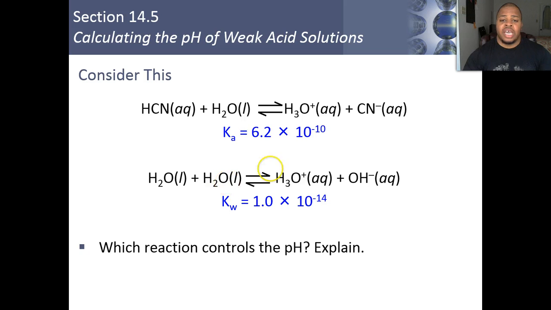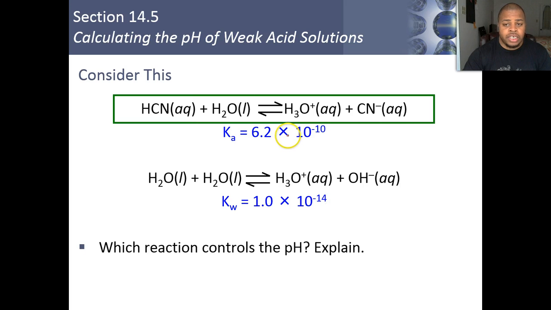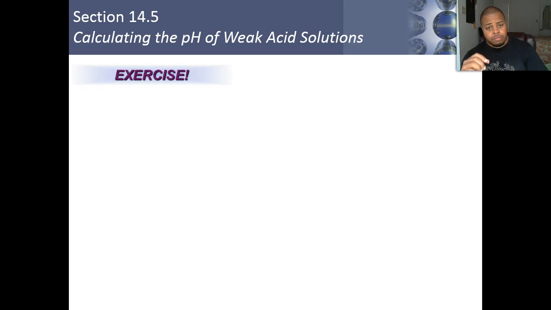Let's consider the Ka values. Ka for this is 6.2 times 10 to the negative 10, versus the Kw value for water, which is 1 times 10 to the negative 14. Taking a look at this, we know that this value is higher, so it's most likely going to be the one that actually controls this reaction and controls the pH. It's going to determine how much of our hydrogen is actually going to dissociate. Now, we can use that information down the line to figure out the pH, but that's where we're moving to next.